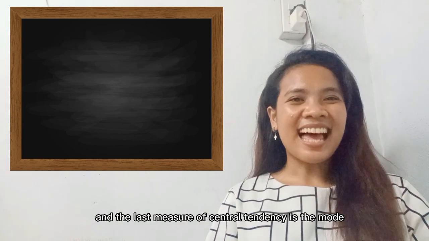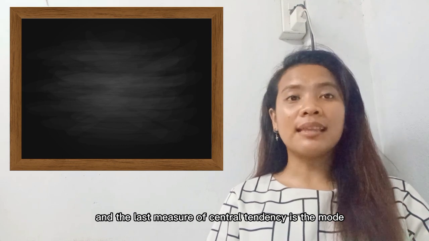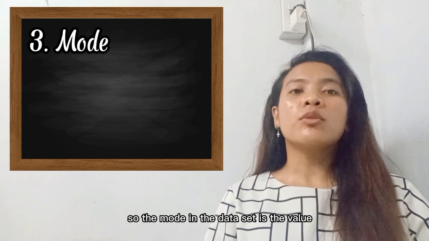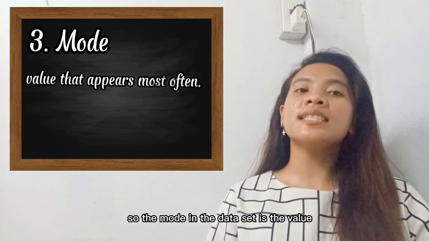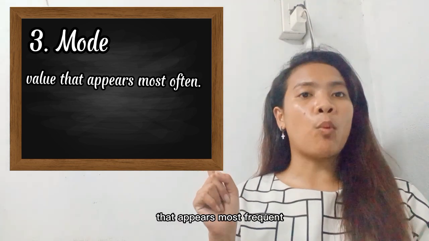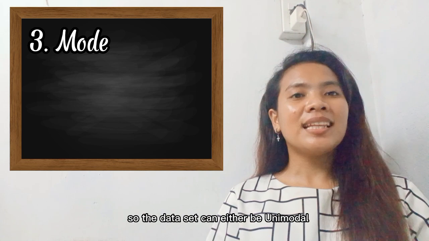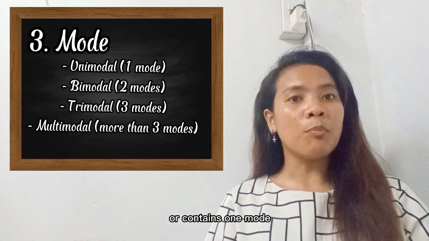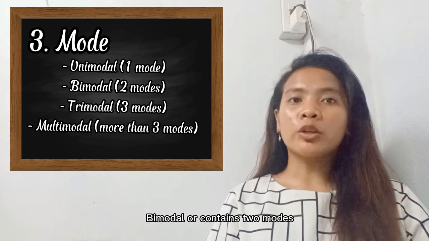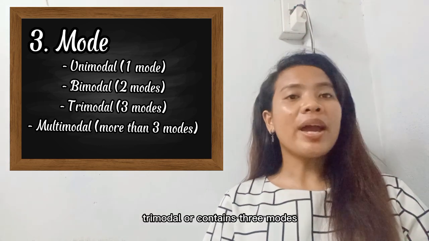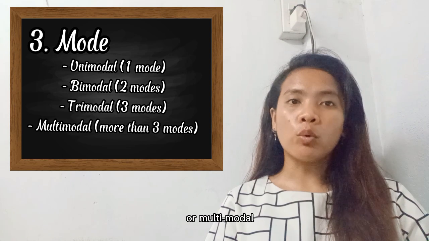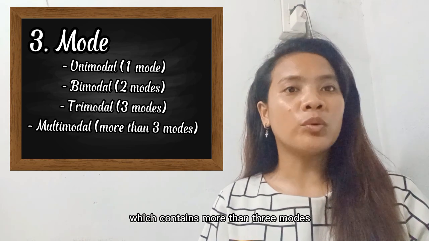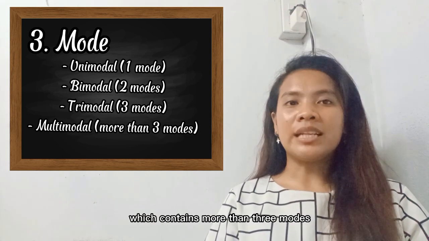And the last measure of central tendency is the mode. The mode in the data set is the value that appears most frequently. The data set can either be unimodal, or contains one mode; bimodal, or contains two modes; trimodal, or contains three modes; or multimodal, which contains more than 3 modes.